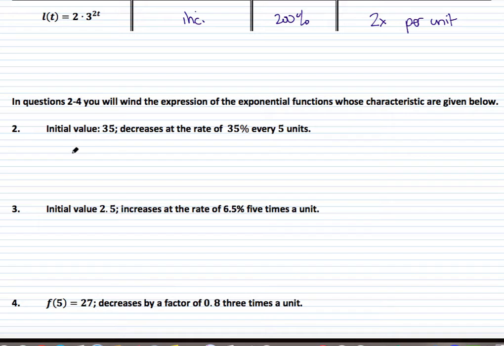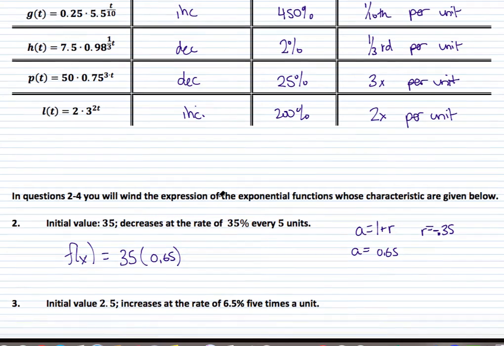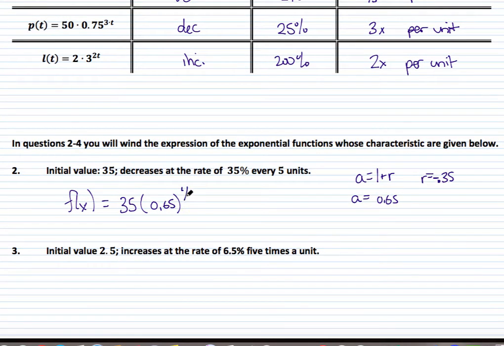Now for 2, we're just coming up with a function. So we have f of x, and it will be our initial value, 35, times our value for a. So a is going to be 1 plus r. R in this case is 0.35, but it's decreasing, so it's negative. So a would be 0.65. And then it decreases at this rate every 5 units. So if you think about it, we need 5 units in order to have one decrease of 35%. So that means this actually needs to be 1/5 times x as our power.